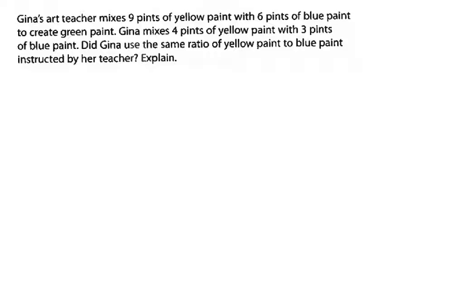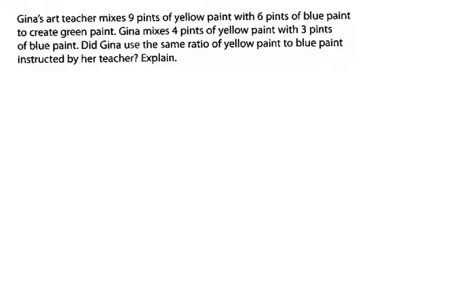So this problem says Gina's art teacher mixes 9 pints of yellow paint with 6 pints of blue paint to create green paint. Gina mixes 4 pints of yellow paint with 3 pints of blue paint. Did Gina use the same ratio of yellow paint to blue paint as instructed by her teacher? Explain. So the first thing we're going to do is pick out the important information here.